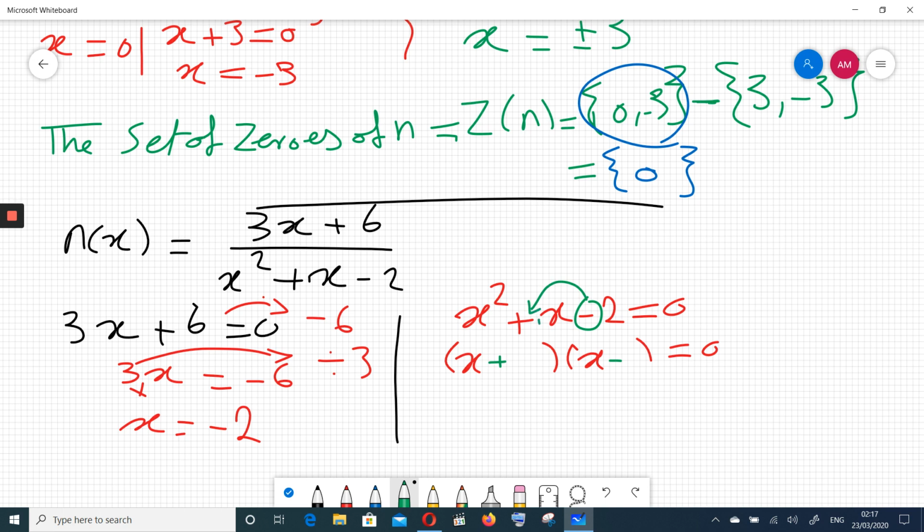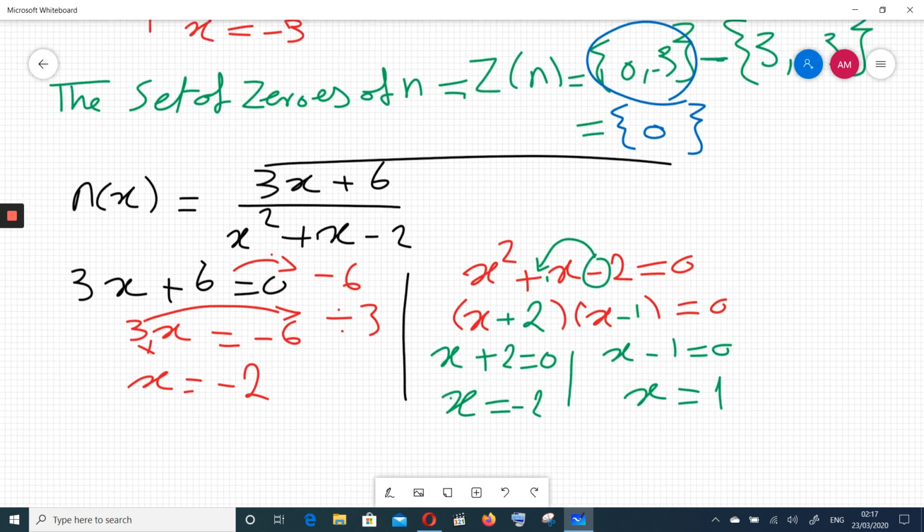So now 2 times 1, and the bigger number with the sign of the middle. Here 2 and here 1. We divide this part. x plus 2 equals 0, or the second bracket x minus 1 equals 0. For the first, this is positive 2, take it to the other side, so x equals negative 2, and here x equals 1. What about now the set of zeros?